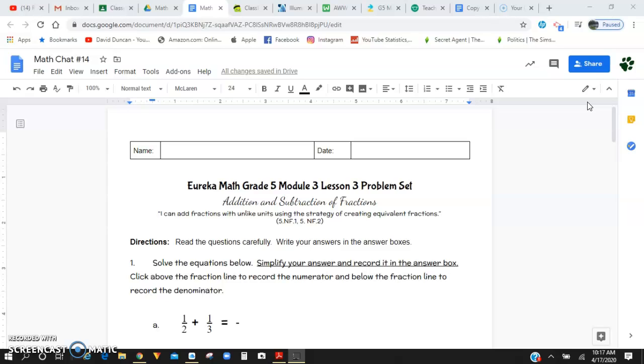Now, this is a worksheet from Module 3, and it's addition and subtraction of fractions with unlike denominators. And our I can statement is: I can add fractions with unlike units using the strategy of creating equivalent fractions. I'd like to add that that is the same thing as butterfly method. I love teaching butterfly method.